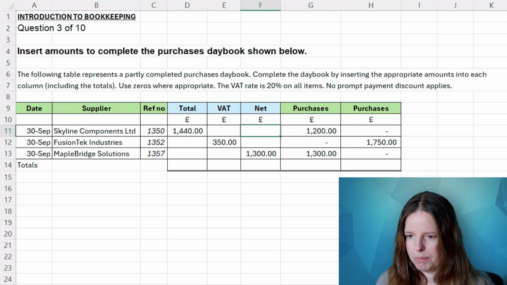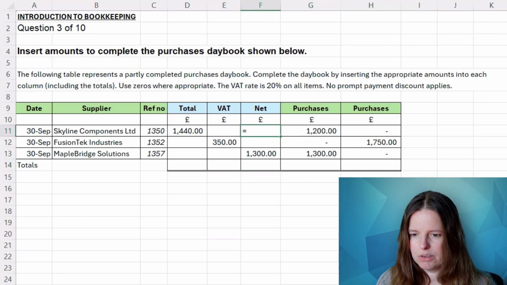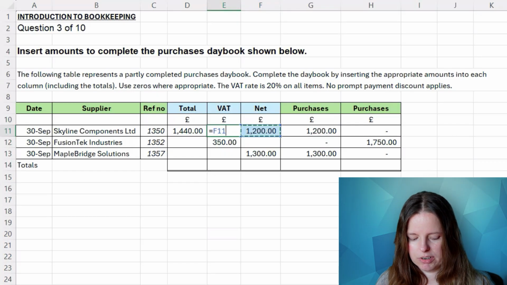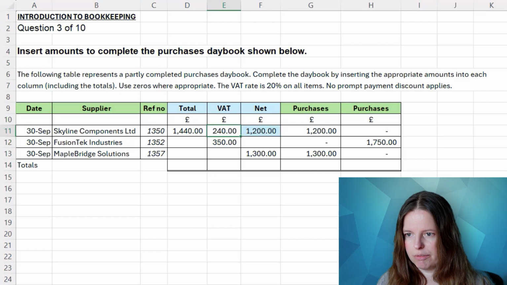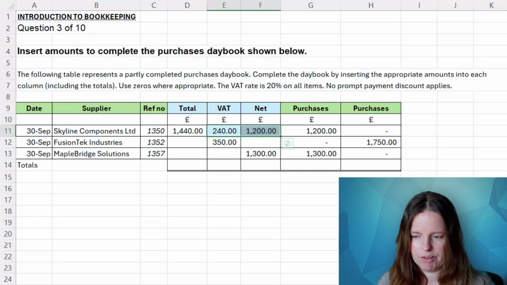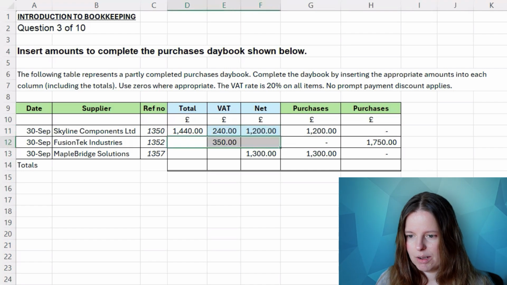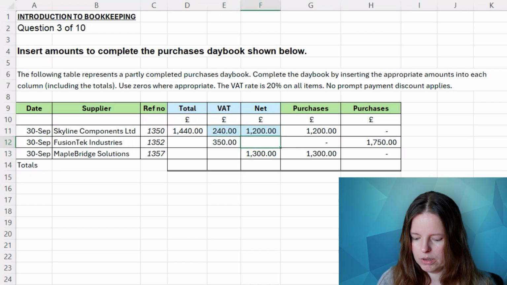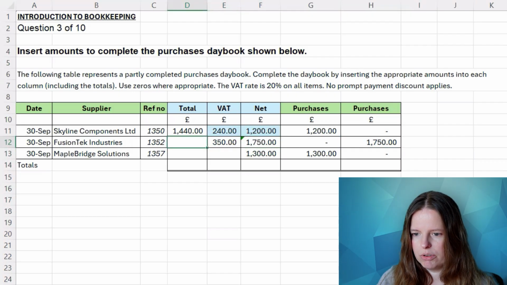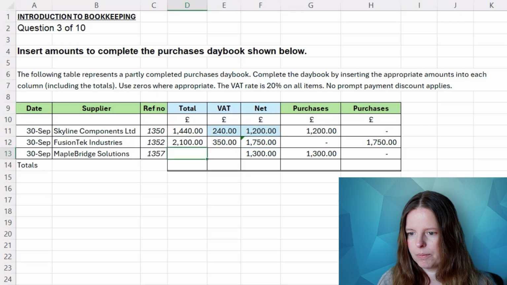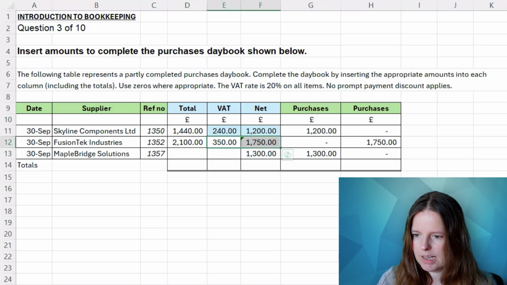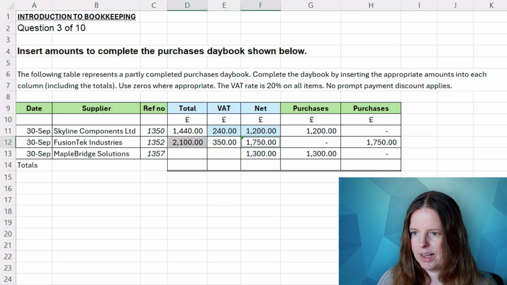Now we want to put in our net amount. So we're going to have £1,200 here. And the VAT on that is going to be 1,200 times 0.2, 240. And if you just add those two together, you get the 1,440 there. So we know that's correct. Next, here we've only got the £350 that's been input. So what we want is the 1,750 here. And the total is going to be that plus that, or we can go 1,750 times 1.2. And we can just double check that those add up. Yeah, it's 2,100. So we've put that and that in there.